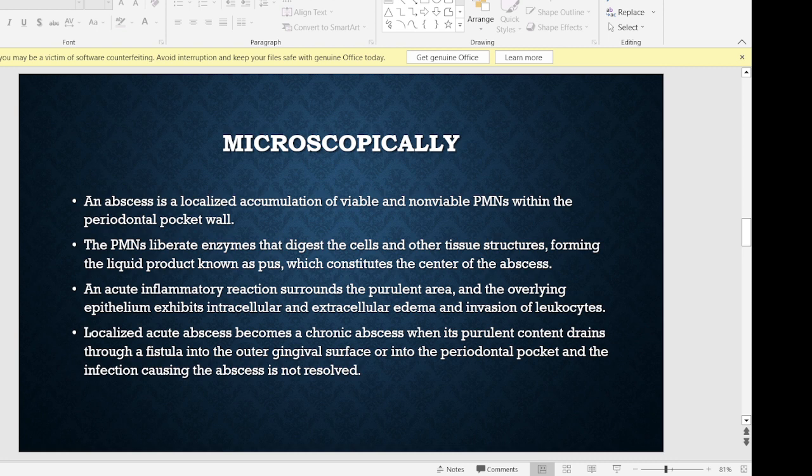An acute inflammatory reaction surrounds the purulent area, and the overlying epithelium exhibits intracellular and extracellular edema and invasion of leukocytes. A localized acute abscess becomes a chronic abscess when its purulent content drains through a fistula into the outer gingival surface or into the periodontal pocket, and the infection causing the abscess is not resolved.